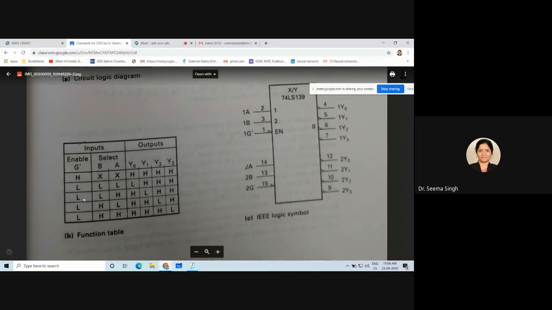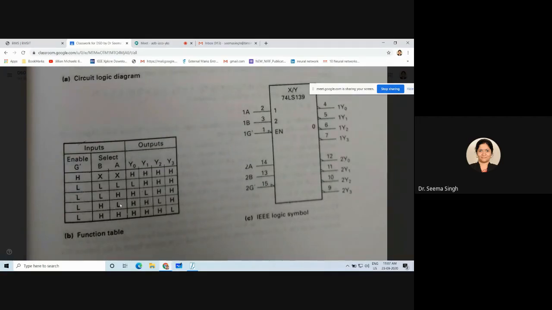When your enable is L, meaning 0, at that time your decoder is in a working mode, and A and B being 00 will make Y0 selected. Y0 selected means Y0 should be a 0. Here 0 is written as L, and the rest will all be written as H, that means 1, because it is an active low output. In the same way, L and H means 0 and 1. 0 and 1 means 1. So that is why Y1 is selected.